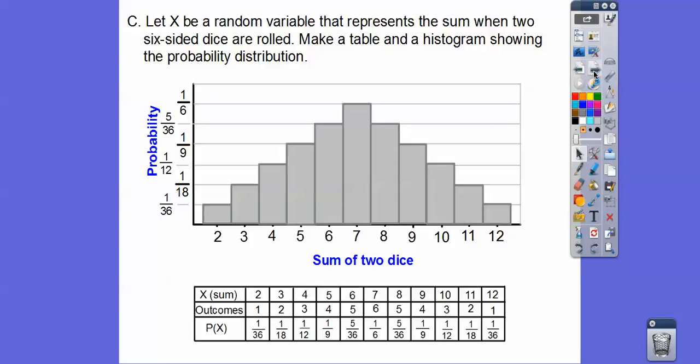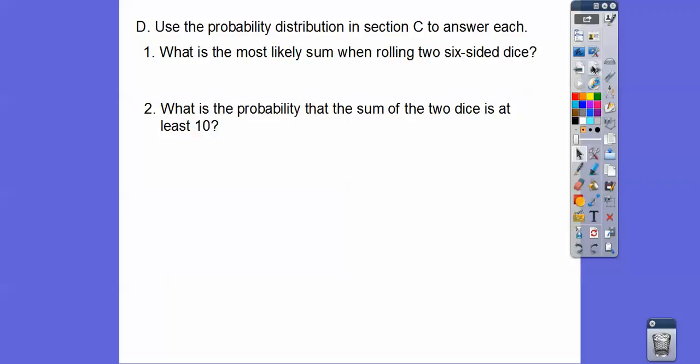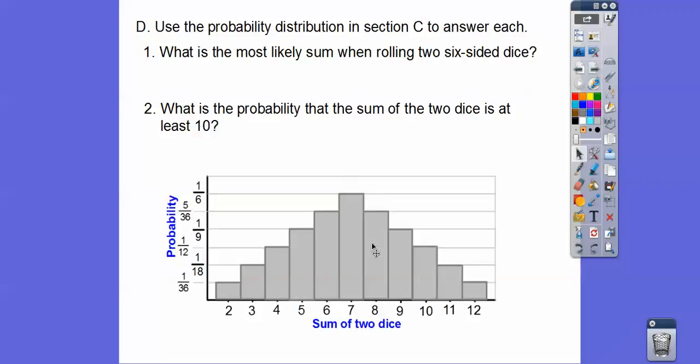All right. See how that's nice and symmetrical right there? That happens a lot in nature. Anyway, so we can use this graph to answer these questions. So use the probability distribution to answer these. What's the most likely sum when rolling 2 6-sided dice? Okay, which one is it? Well, the most likely sum was 7 right there. Okay, so it's that bar. What is the probability that the sum of the 2 dice is at least 10? So we're going to take this one, and this one.